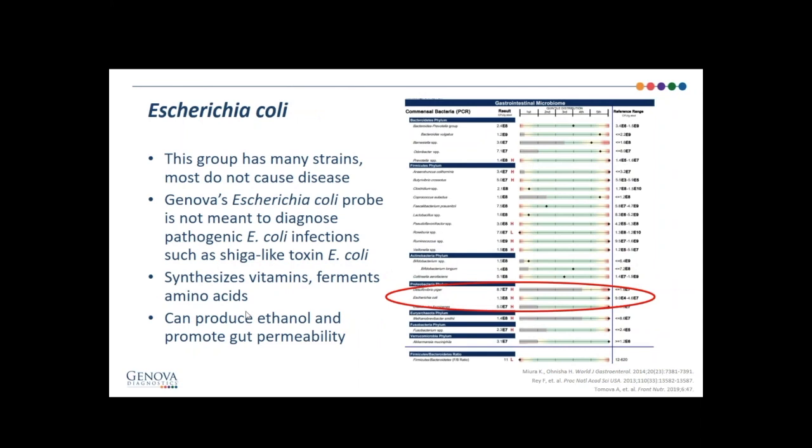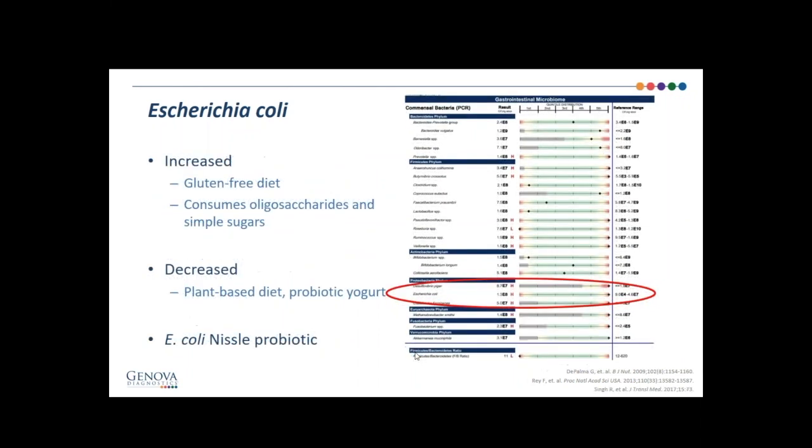All right, E. coli. This group has many strains. Most do not cause disease. The disease-causing strain that people have heard of, the Shiga E. coli, is something that we have as an add-on to this test. It synthesizes vitamins, ferments amino acids. It can produce ethanol and promote gut permeability. It's increased with gluten-free diets. It consumes simple sugars, decreased with a plant-based diet and probiotic yogurt.